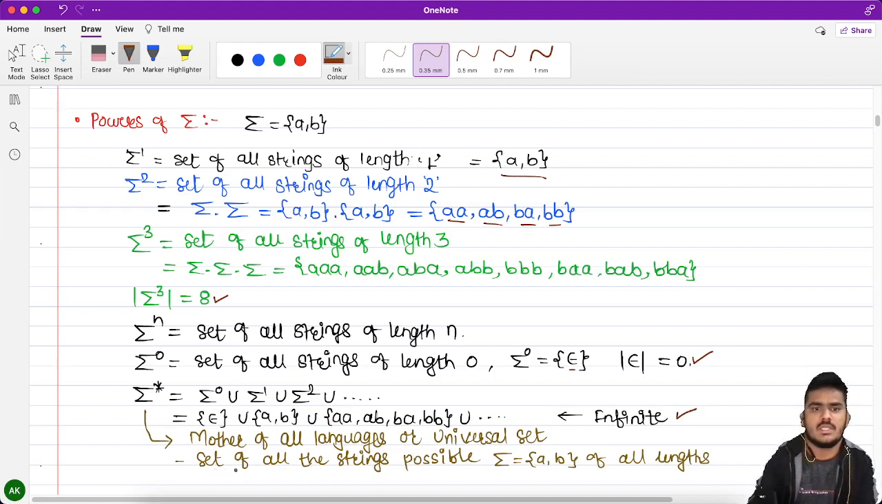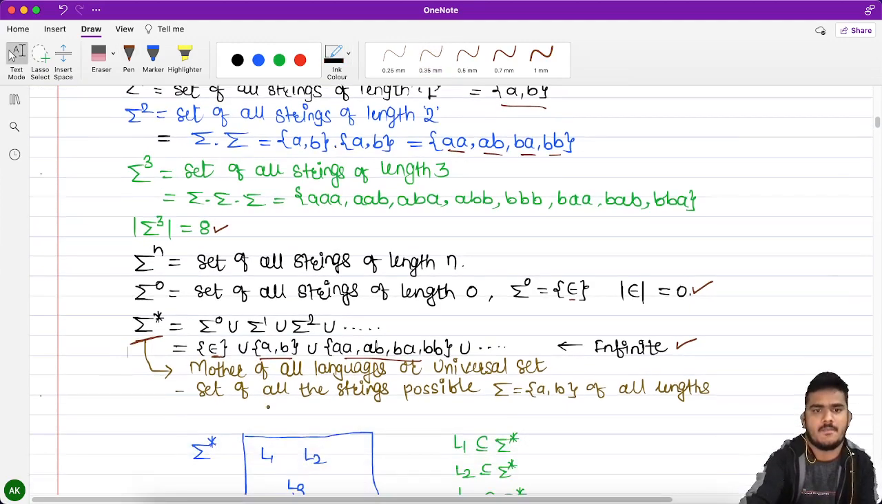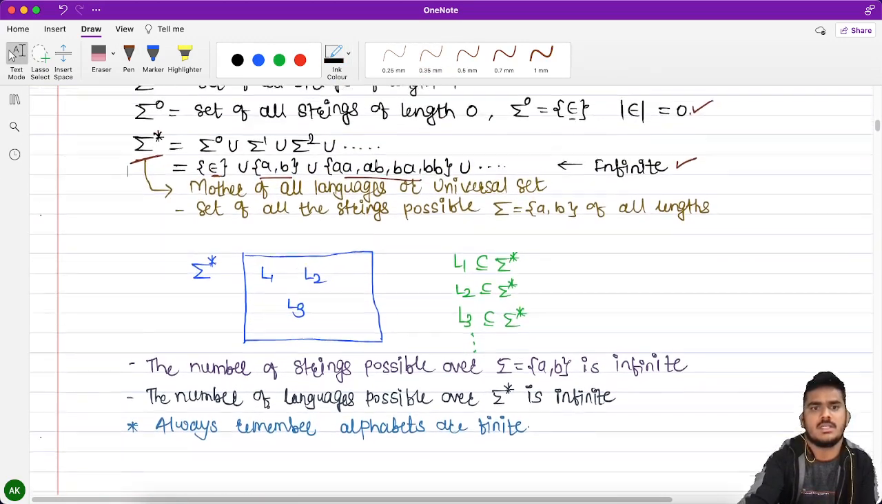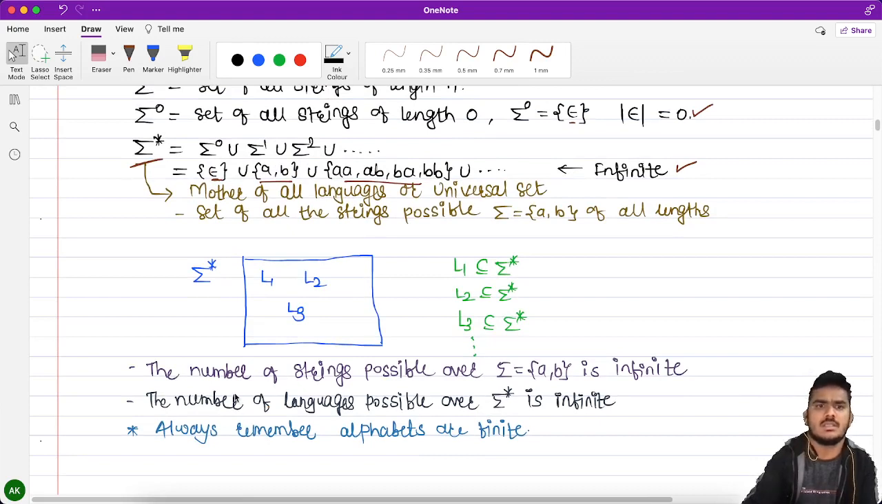Okay, so it is also called the set of all the strings possible over the alphabet A, B of all lengths, because 0 length is here, 1 length, 2 length, like n length strings will be present in this particular sigma star. So we can call it a universal set. Okay, suppose consider here this is a sigma star, that is a universal set which contains the languages like L1, L2 and L3.